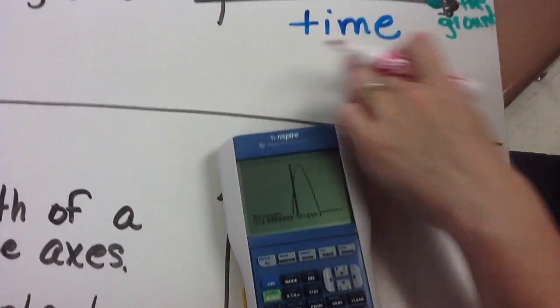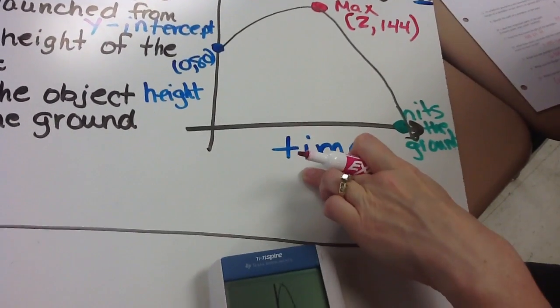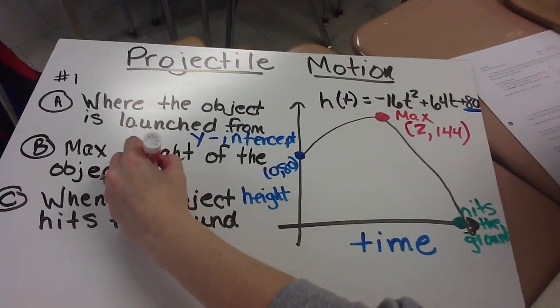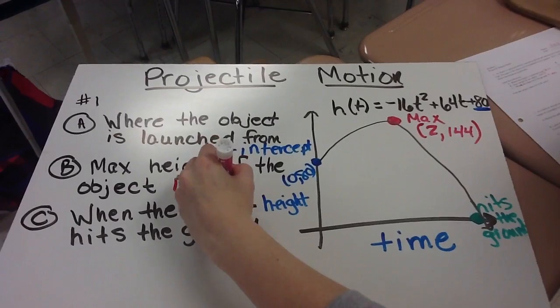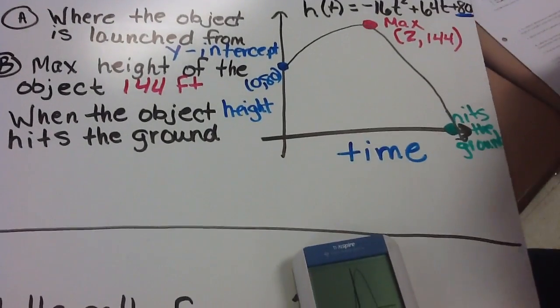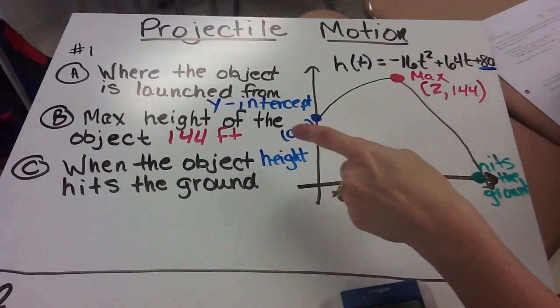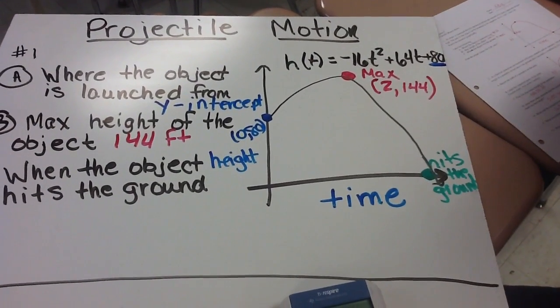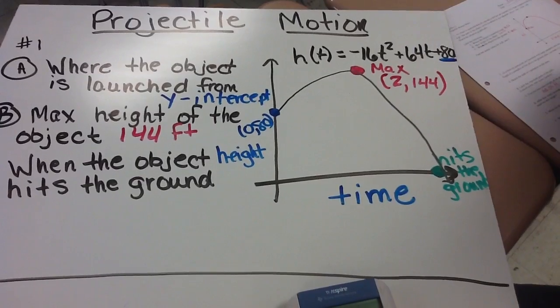Now again, remember we labeled our x-axis time. The question over here wants to know the maximum height, which is going to be the 144 feet. If they were asking for the time that it took to reach the maximum height, then you would say the 2 seconds. So you have to pay attention to what the question's asking for.